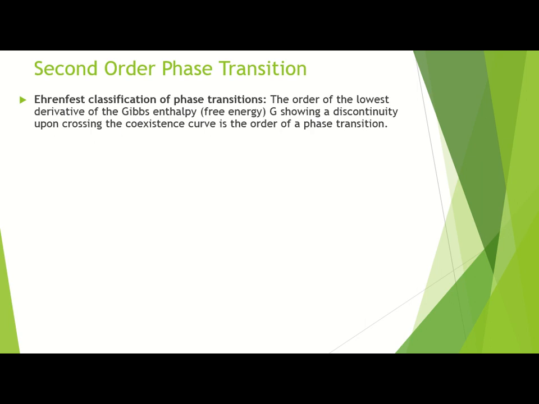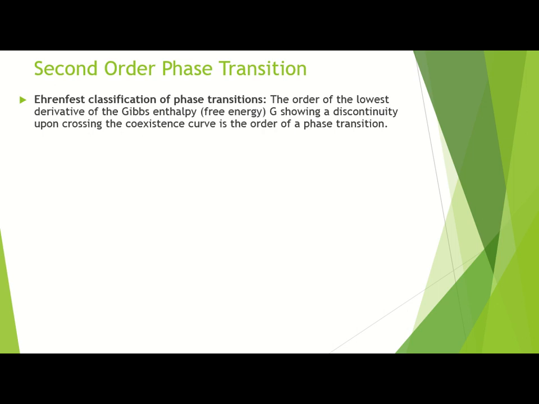The classification is given by Ehrenfest, and he says that the order of the lowest derivative of the Gibbs enthalpy, that is free energy G, showing a discontinuity upon crossing the coexistence curve, is the order of the phase transition. As we looked at in first order transitions, the first derivatives, which are the entropy and the specific volume, were showing discontinuities when we go from phase 1 to phase 2, that is when we cross that coexistence curve.